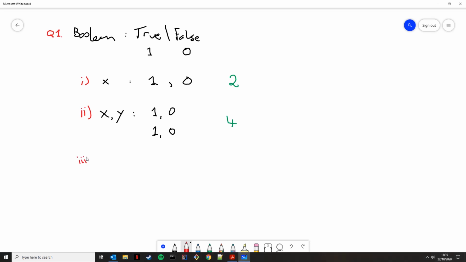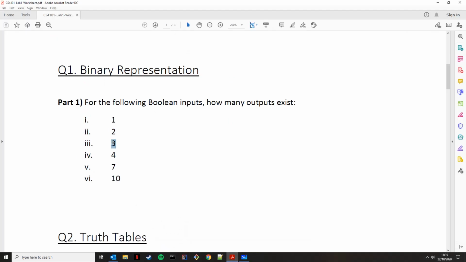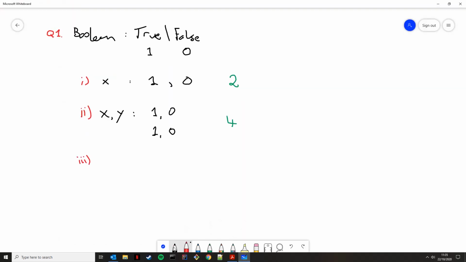If we go to number 3, back to our question, again it's 3 inputs. So now we're going to have x, y, z. Again, x can be 1 or 0, y can be 1 or 0, z can be 1 or 0. Now, you might be thinking that the answer here is actually 6. But you would be wrong.